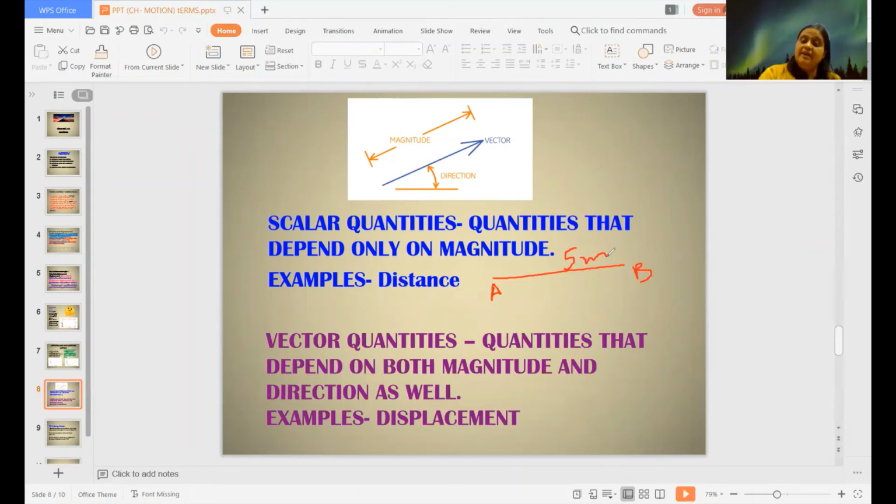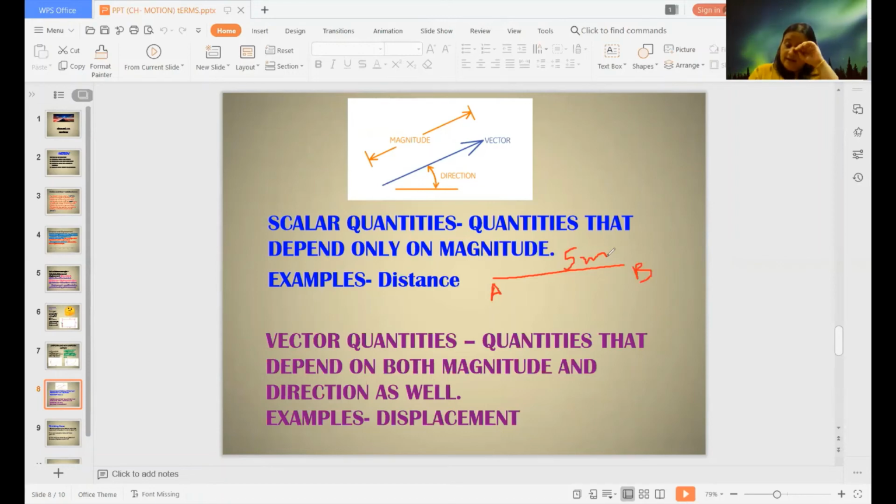But when we are moving from A to B and coming back to A, then distance is 10 meter, but displacement will be 0. Why is displacement 0 in this case? Why are we finding displacement 0 but not distance? Because distance is a scalar quantity, and displacement is a vector quantity.